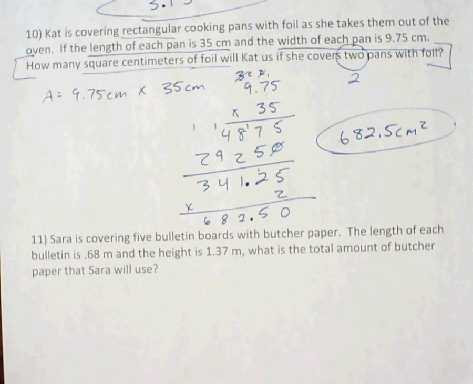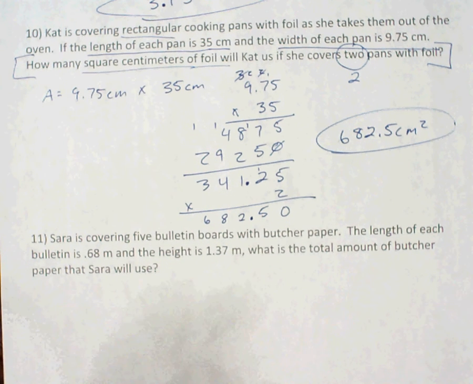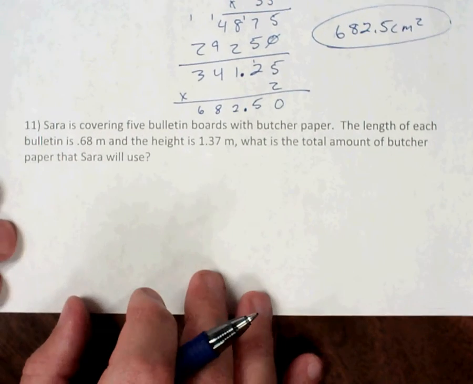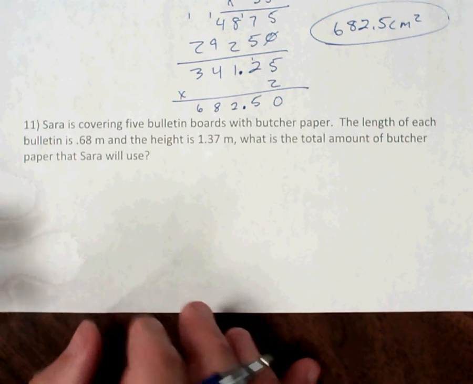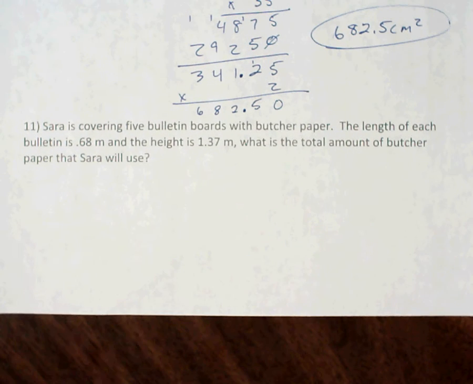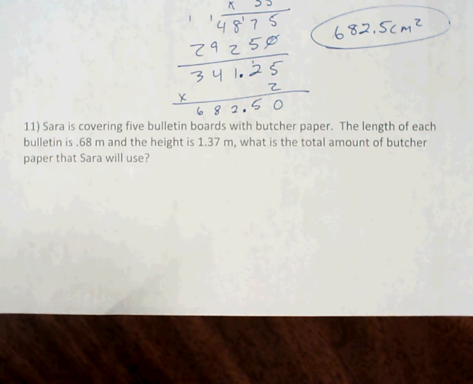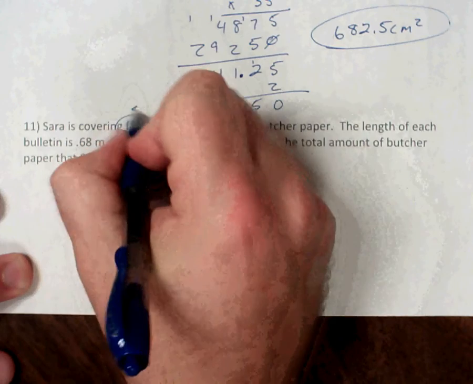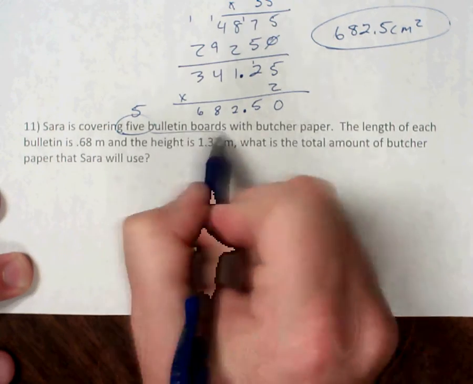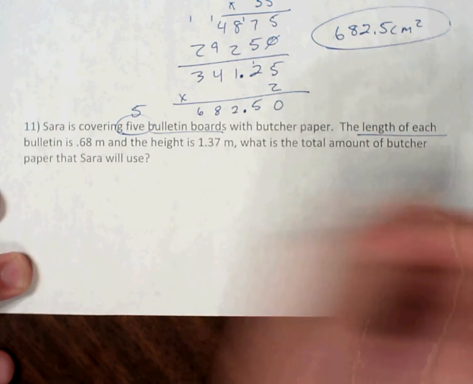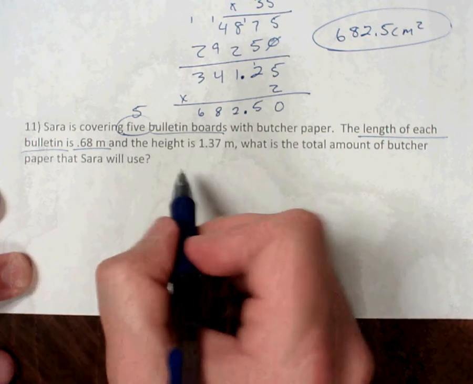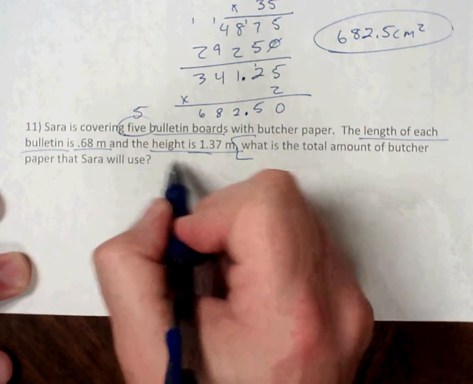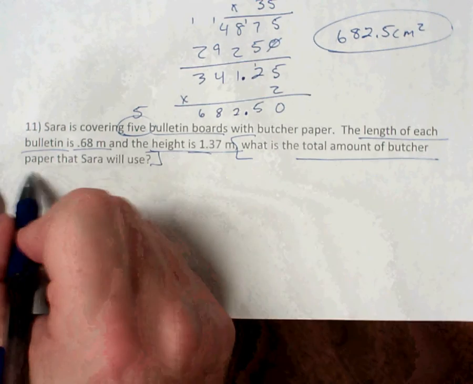All right, last problem. And Sarah is covering bulletin boards again. So again, just some repetition, just some practice. Basically the same problem as number 9. The only difference is we've changed some of the numbers up. So this time Sarah is covering 5 bulletin boards with butcher paper. The length of each bulletin board is 0.68 meters and the height is 1.37 meters. What is the total amount of butcher paper that she's going to use?